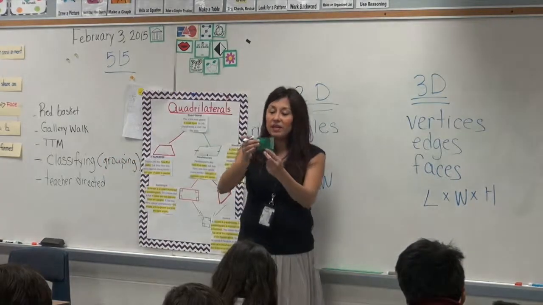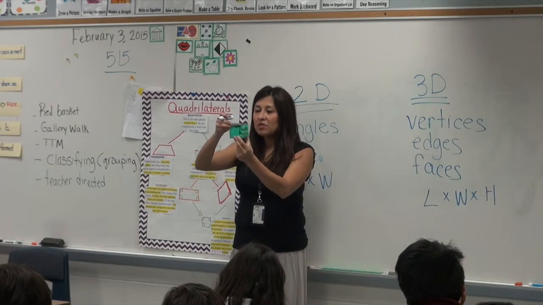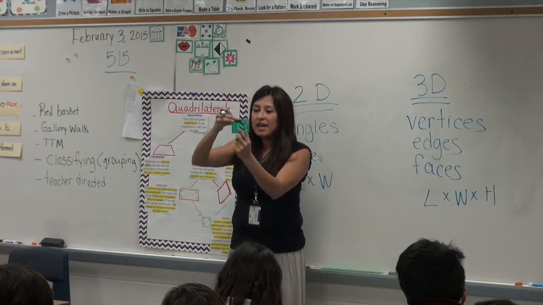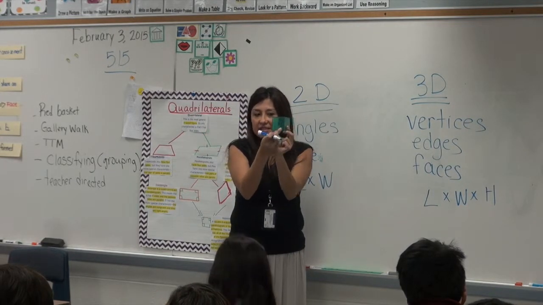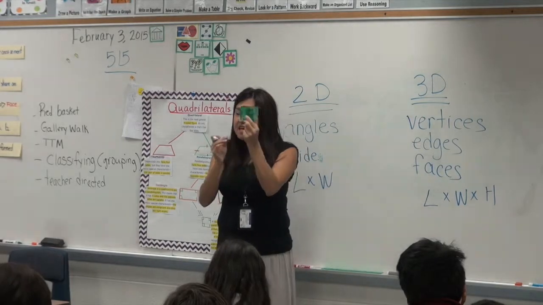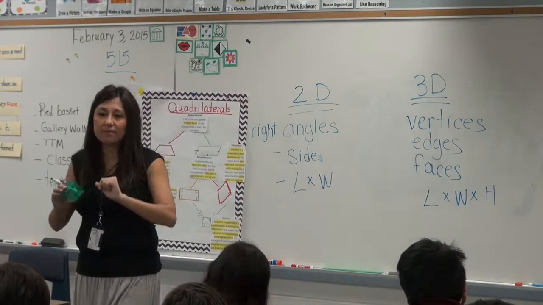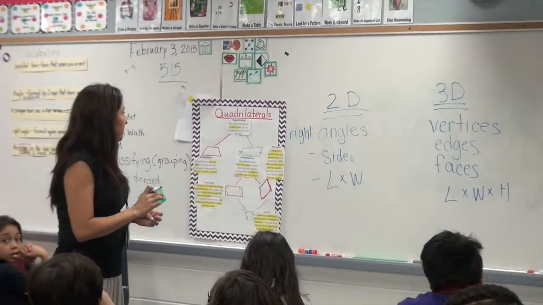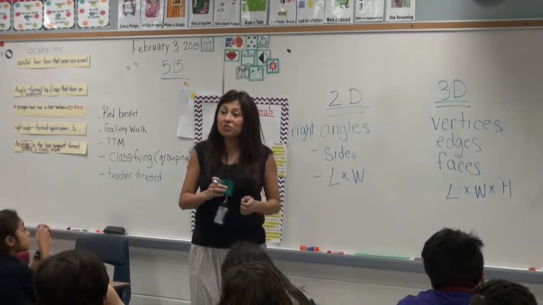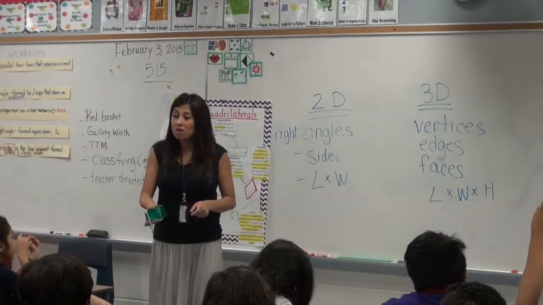Now that you have a 3D shape, you have how high it is, how long it is, and now how wide it is going towards the back, right? That's why it's called a 3D shape. Yes? A 3D shape you can roll or slide. Very good. A 3D shape you can definitely roll and slide.